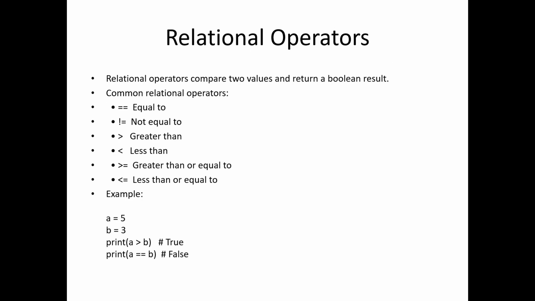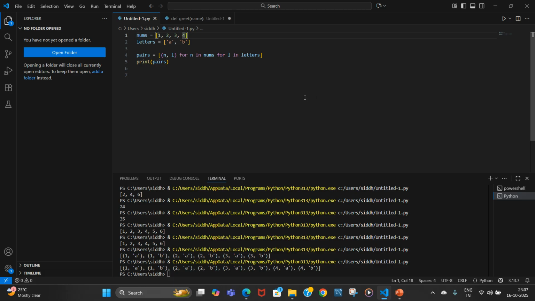First, we have relational operators. Basically, relational operators compare two values and return a Boolean result, either true or false. Common relational operators are equal to, not equal to, greater than, less than, greater than or equal to, less than or equal to. Let's see an example just for our understanding.